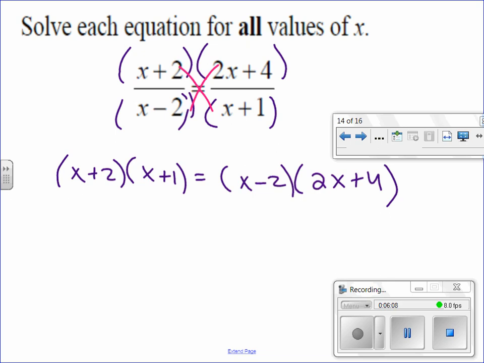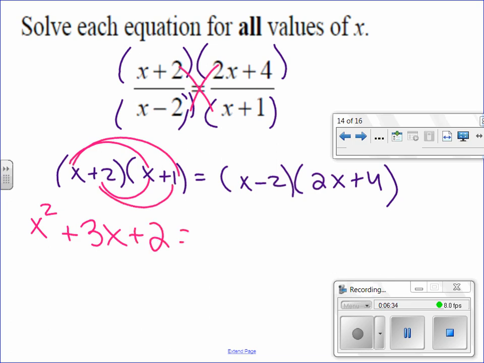All right, just a real quick foiling. Hopefully you're a foiling expert and you can do these fast. X times x is x squared. I actually like to do my inners and outers in my head, so I'll explain that. I know that my outer is 1x. I know that my inner is 2x. What is 1x plus 2x? 3x. You can just do that in your head. And then 2 times 1 is 2. Is that looking okay?